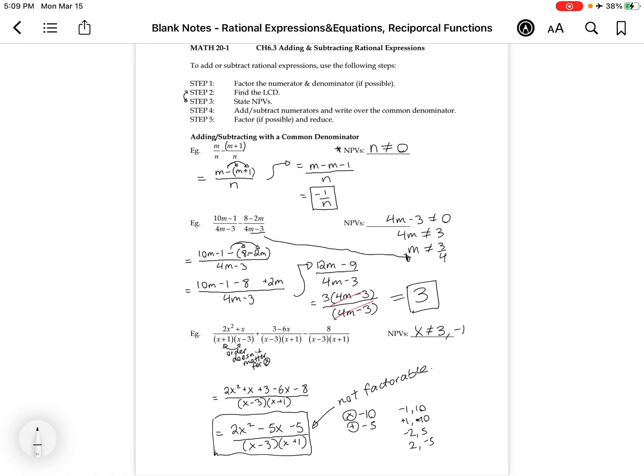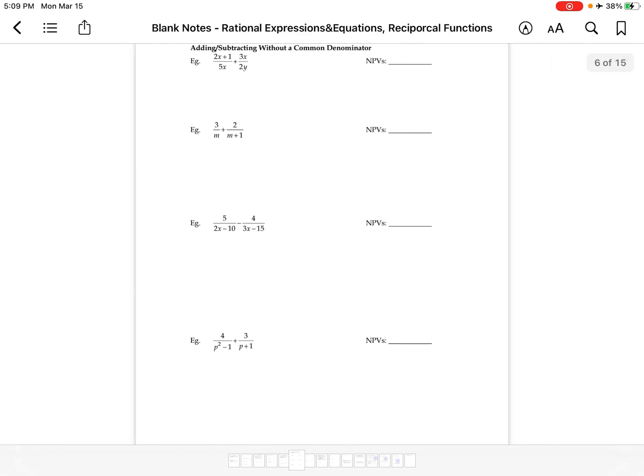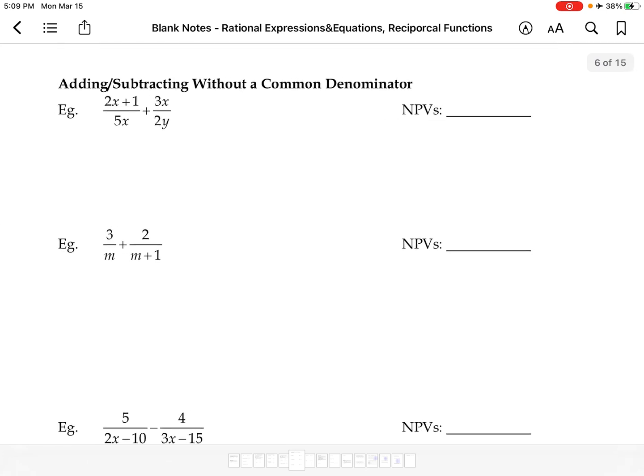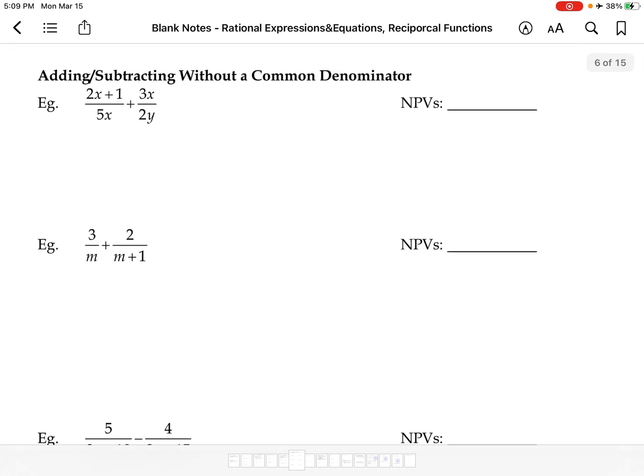All right. Now, that's what we need to do when we have a common denominator. Let's talk about what happens when we don't have a common denominator. Okay, so here's an example: (2x + 1)/(5x) + 3x/(2y).